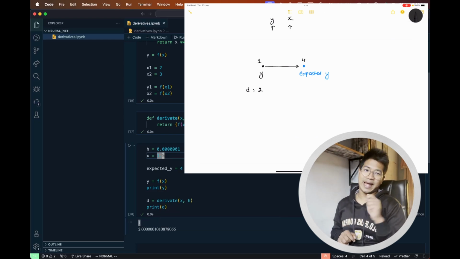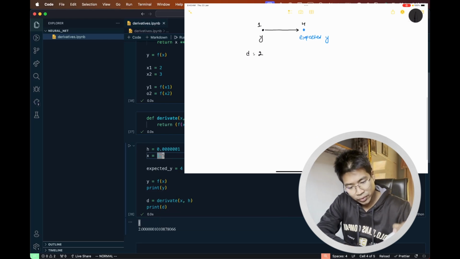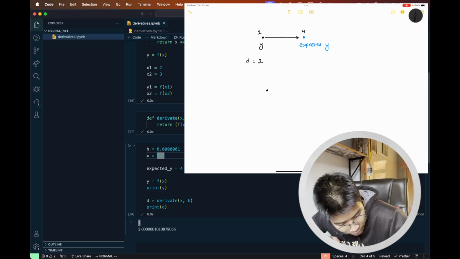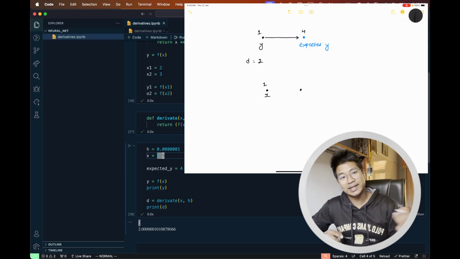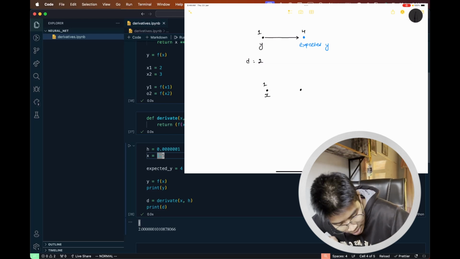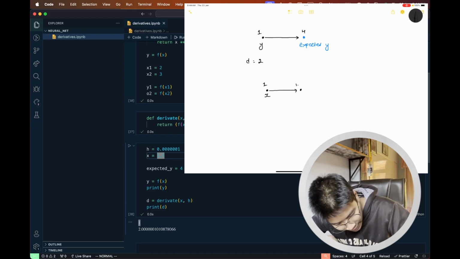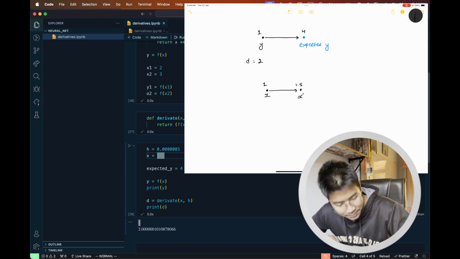Okay, so I increase my x by 1.5. You can think of this in one dimension like this. I am at x, which is 1, and I want to increase my x, so I take a step over here, and let's say we increase x to 1.5. This is my new x.